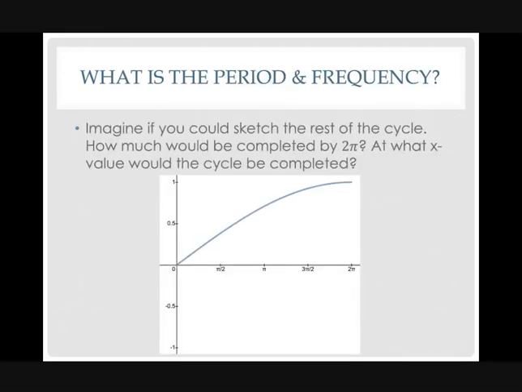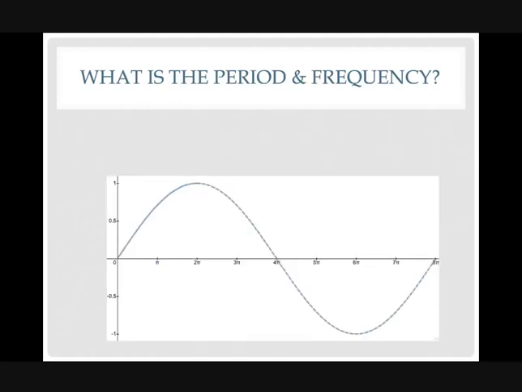Let's try another one. So imagine if you could sketch the rest of this. How much would be completed by 2 pi, and at what x value would the cycle be completed? So here we're seeing just a portion of it at 2 pi. Let's extend this graph to see when one cycle would be completed. So here, if we were to double that, our arch would go back down to 0 at 4 pi. But because this is not a complete cycle, because we know there's a dip, especially for sine graphs, it would continue to fall to its minimum. It would hit its minimum at 6 pi and rise again at 8 pi.